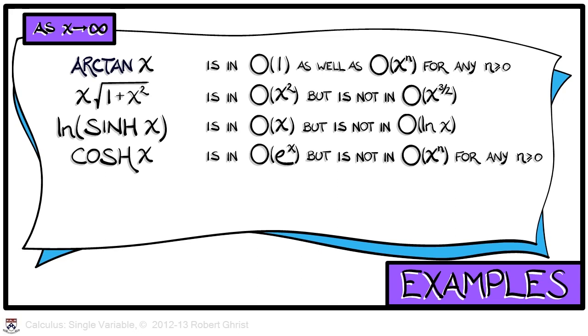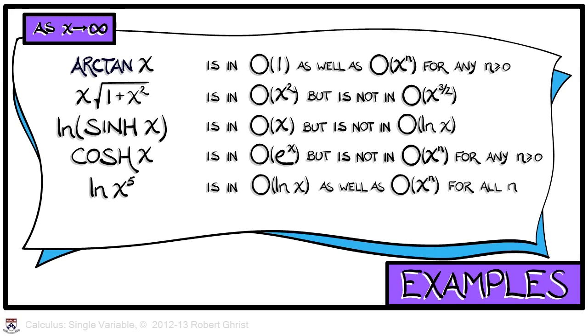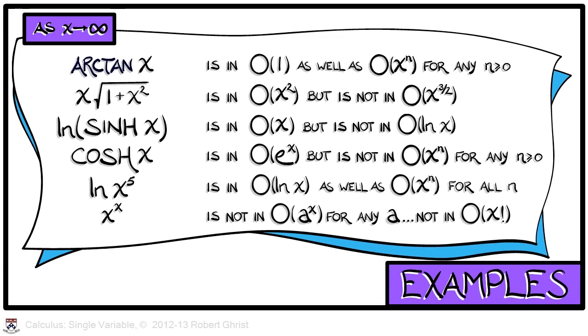Hyperbolic cosine of x is in big O of e to the x. It has exponential growth, but not polynomial growth. Log of x to the 5th can be simplified, and we see that it's really in big O of log x, as well as big O of x to the n for any positive n. Lastly, x to the x is not in big O of constant to the x for any constant, and it's not in big O of x factorial. This is even super factorial growth.